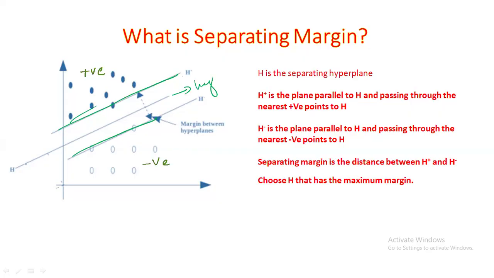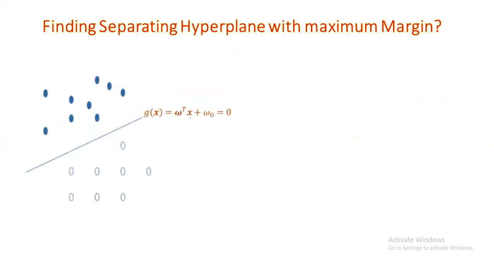And if you put the margin at the nearest points to this already available hyperplane, here this is H plus, H minus. H plus is parallel to H naught, passing through the nearest positive points, and H minus passes through the nearest negative points. The separating margin is the distance between H naught, H plus and H minus. Choose the H that maximizes the margin.